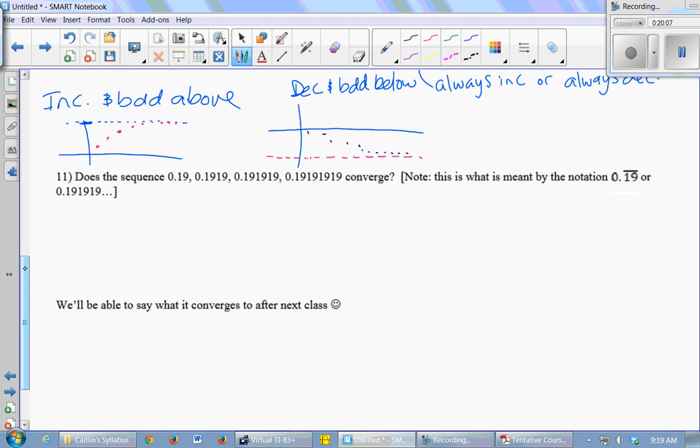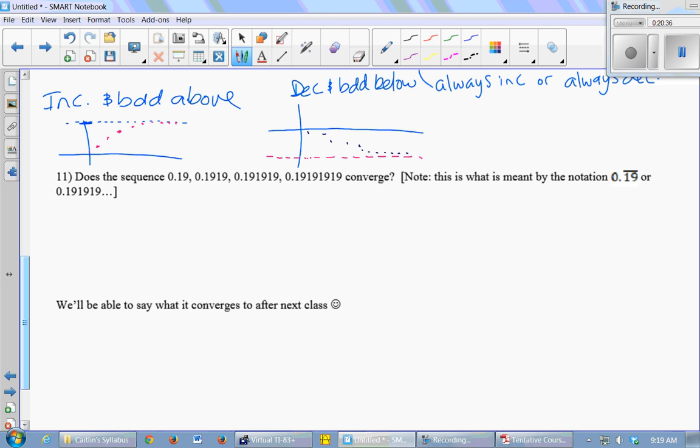All right, so here's an interesting sequence. 0.19, 0.1919, 0.1919119, 0.1919119119. Right? So each time I move up in the sequence, I add another 19 to my decimal. This is what is meant by the notation 0.19 repeating forever. This is how we figure out what that equals. We look at a sequence where you keep adding a 0.19 at each step.